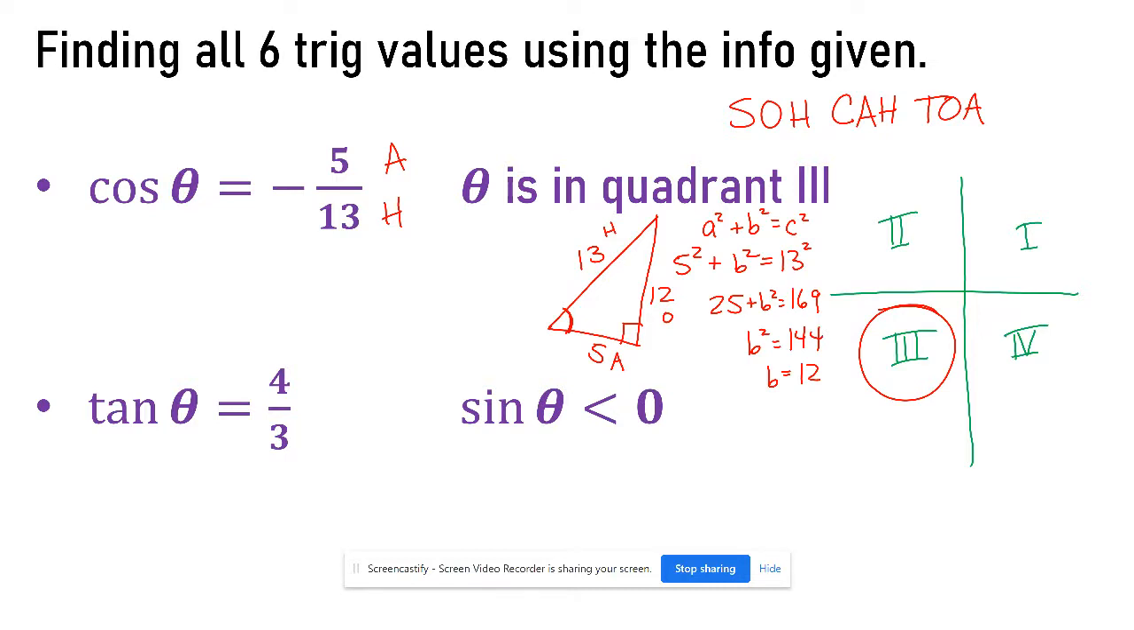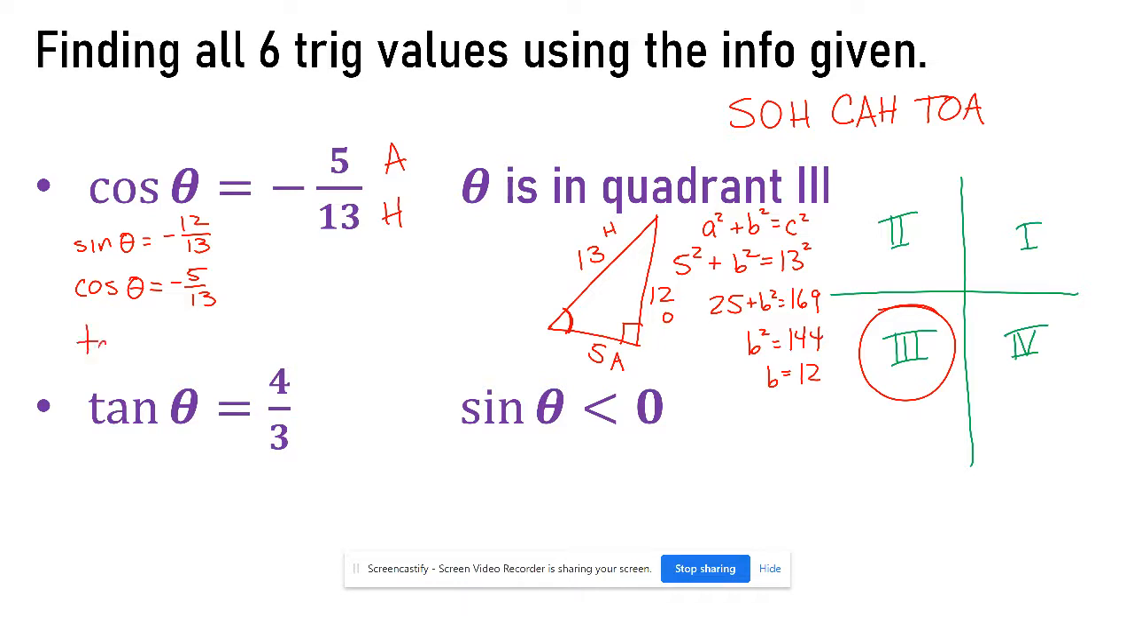In the 3rd quadrant, x and y are both negative. If x and y are both negative, that means sine and cosine are both negative. So let's go ahead and start getting these down. I know my cosine already. Adjacent over hypotenuse is negative 5 over 13. My sine is going to be opposite over hypotenuse, so that's going to be the 12 over the 13. It will also be negative because I'm in the 3rd quadrant, and sine is my y value. Y is negative in the 3rd quadrant.